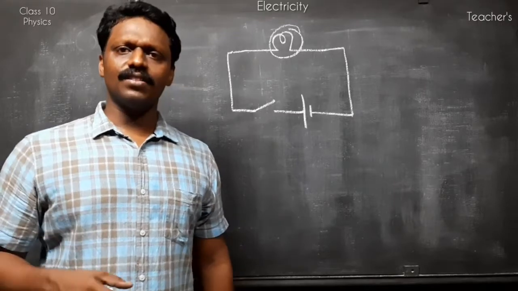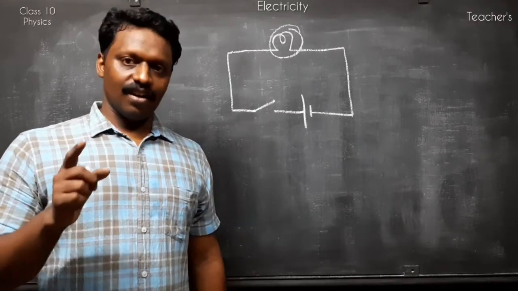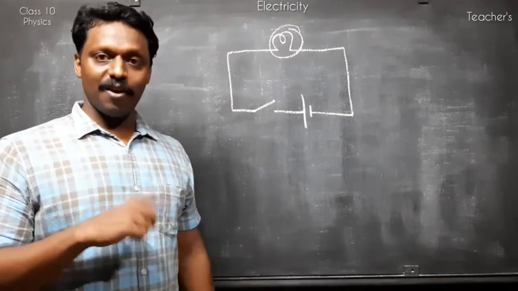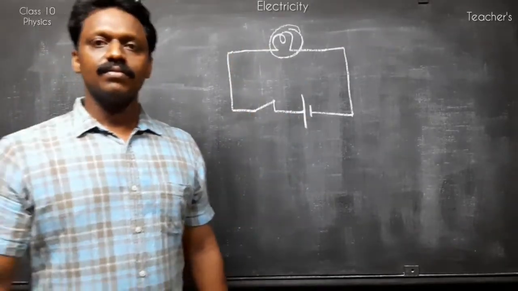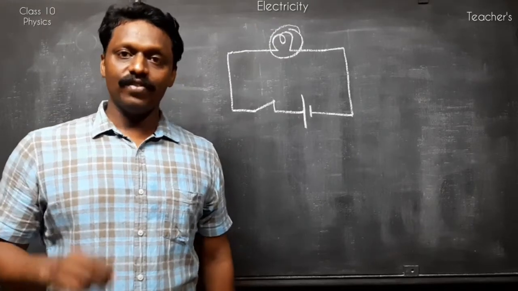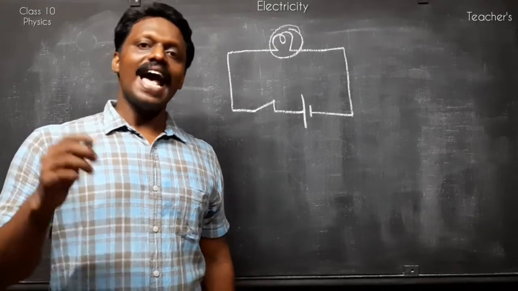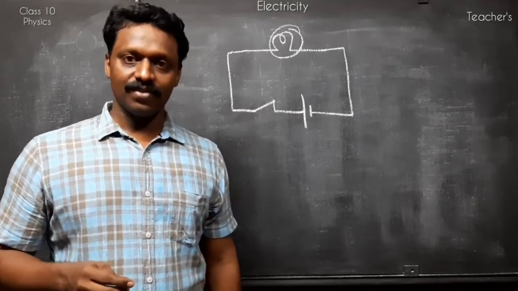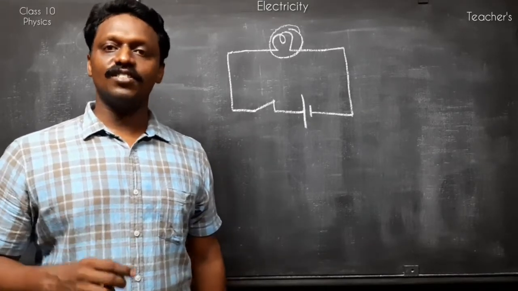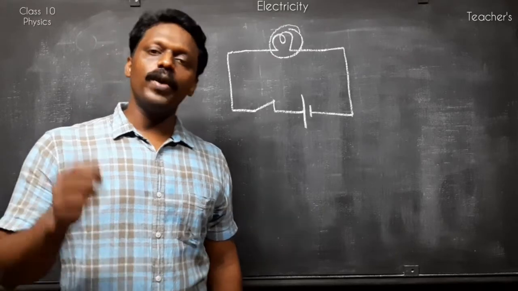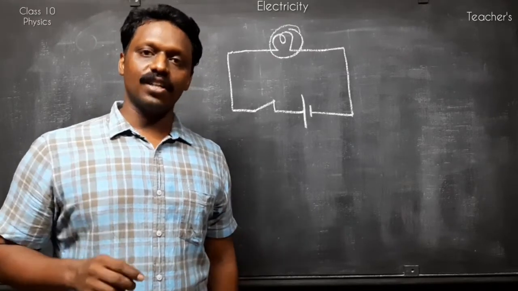Let us make this circuit complete by closing the switch. Since there is no gap, therefore the current flows in this circuit and the bulb lights up. In this case, electrons can move through the external circuit. These moving electrons form an electric current.